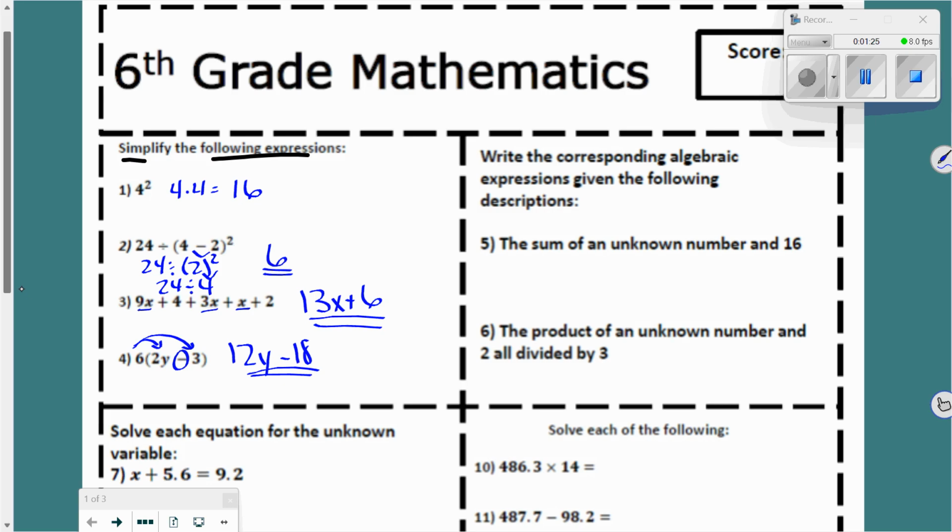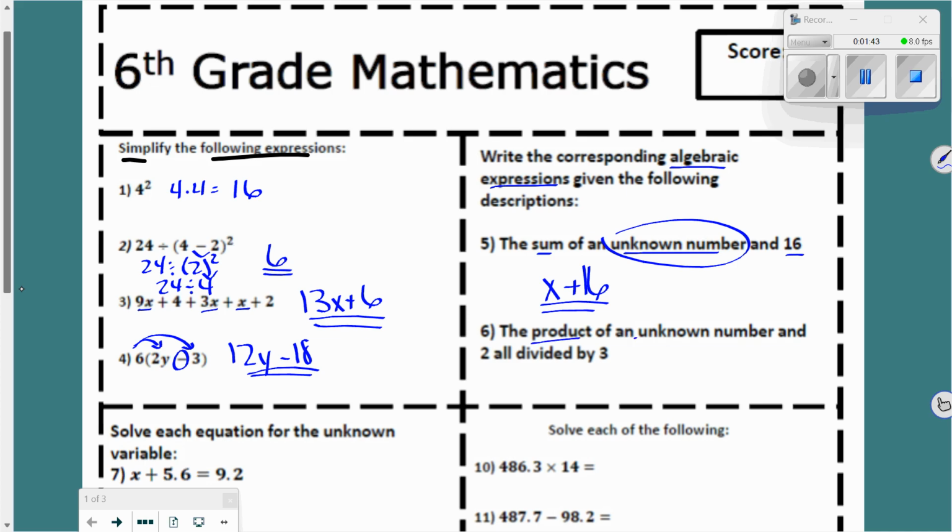Number 5 is write the corresponding algebraic expression given the following descriptions. In other words, this is where we're translating English to math. The sum of an unknown number and 16. They didn't tell you what variable to use, but unknown number means there's a variable there. So sum means add: x plus 16.